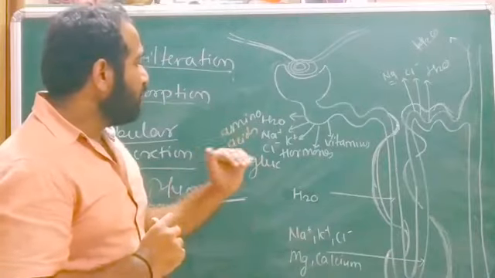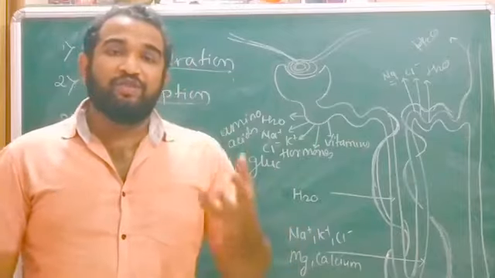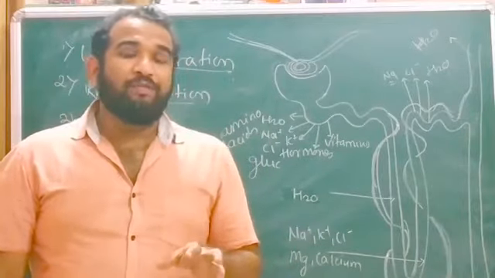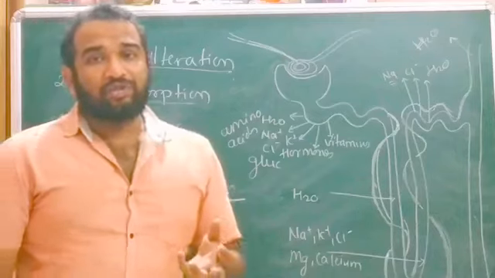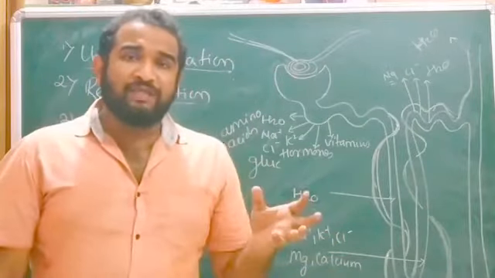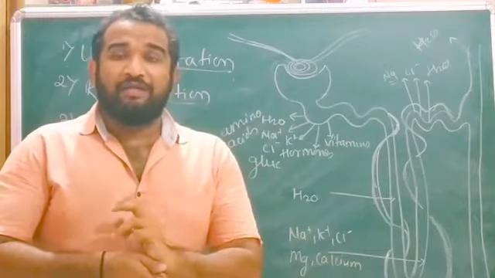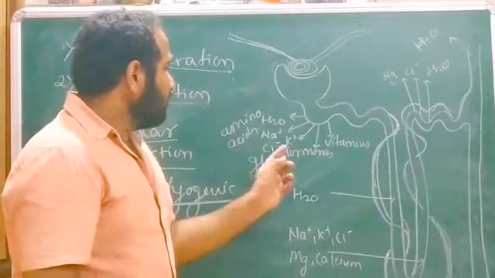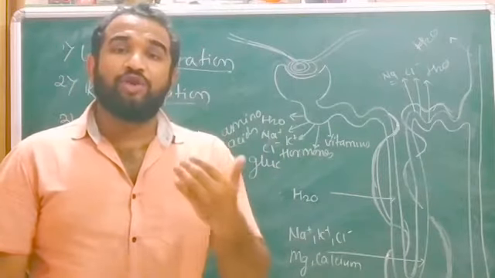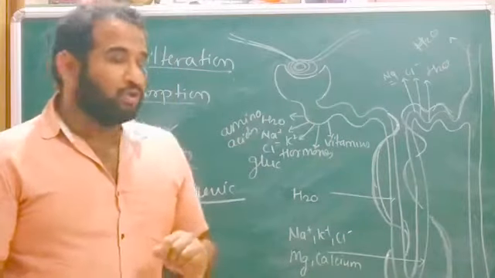What happens with sodium, potassium and chloride? Sodium ions are reabsorbed by active transport. This you have to remember because questions are many times asked on which type of transport takes place. So sodium is by active transport. Then the chloride ions come out by the process of diffusion. Urea and some other solutes are also reabsorbed by diffusion. Water is by osmosis. Okay.